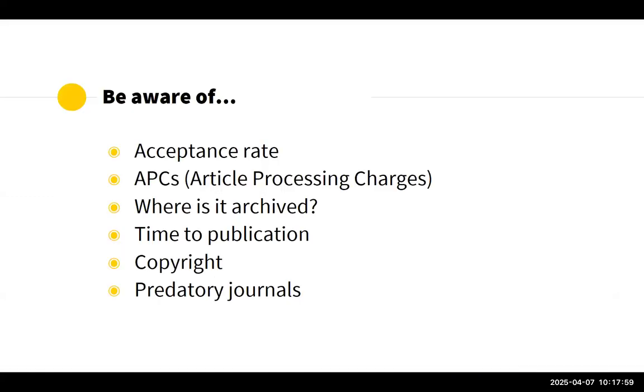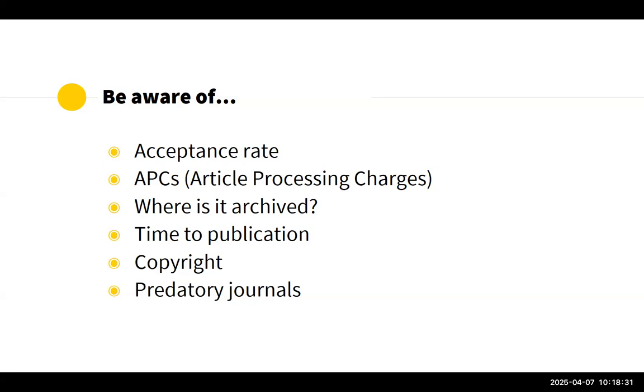So there are also many things that you have to be aware of when you are selecting your journal. The first one is the acceptance rate. And most of these journals are going to mention their acceptance rate in the instructions for authors. And if they don't, remember, like I said, higher impact is generally going to mean a lower acceptance rate.